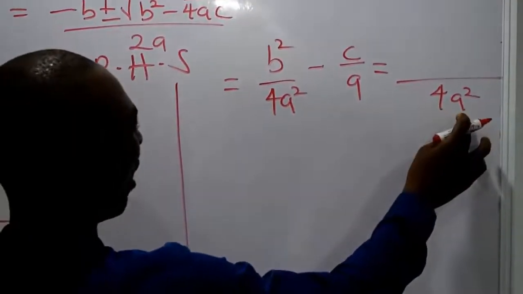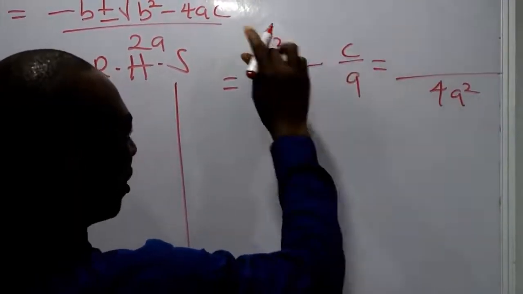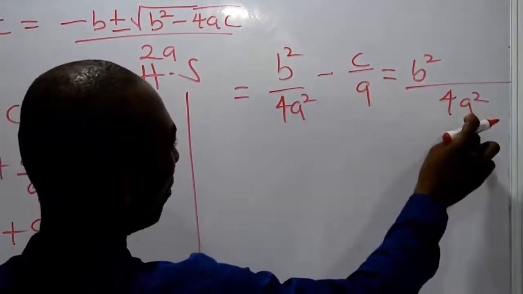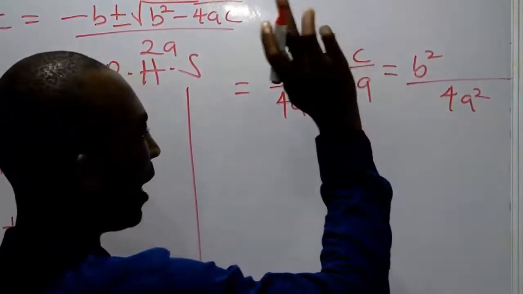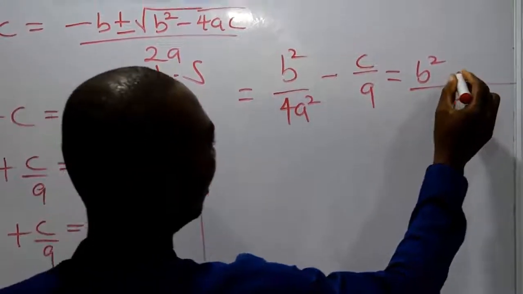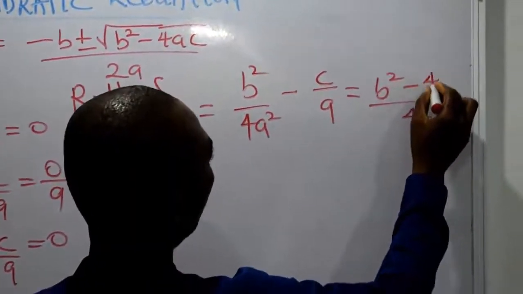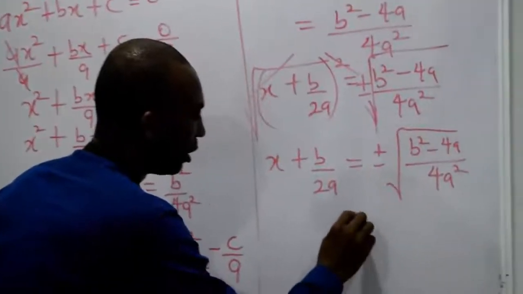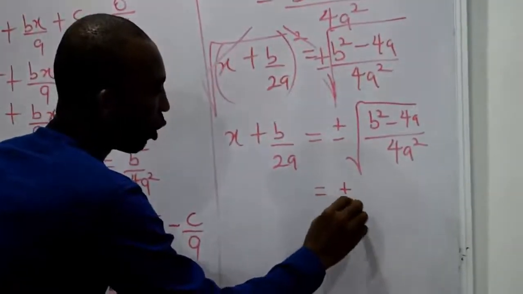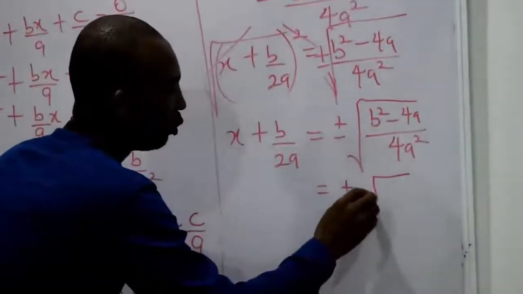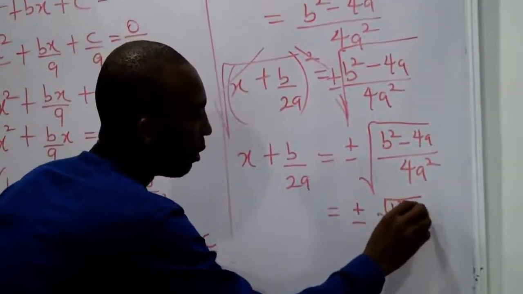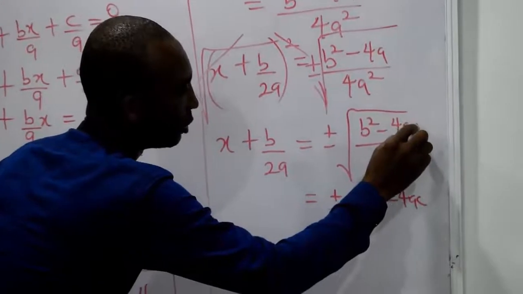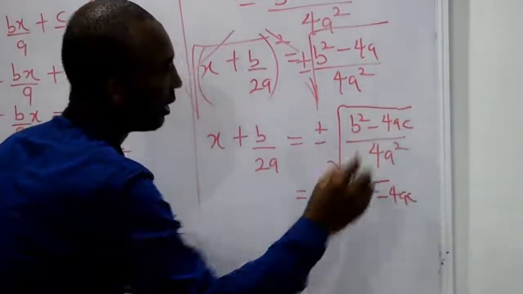How many 4a squared can we see in 4a squared? That is 1 multiplied by 4a, that is b squared. Now how many a can we see in a squared? So we are going to square 4a squared minus 4a. You cannot, because it's a rational, so you don't have anything to do with that. That will give us equals plus or minus square root of b squared minus 4ac. Don't forget your ac here.